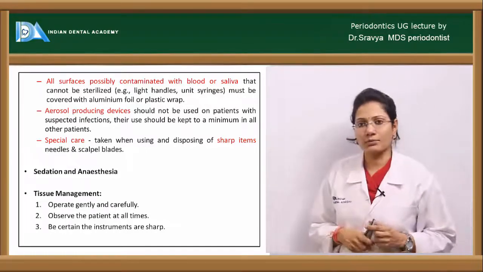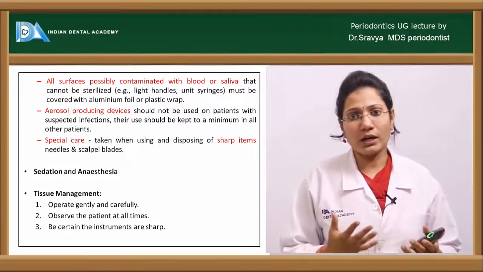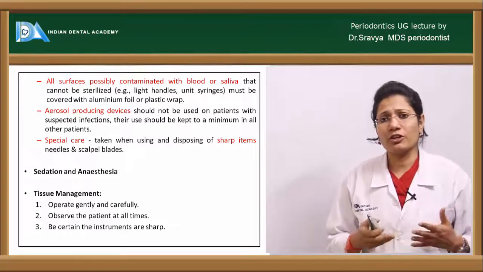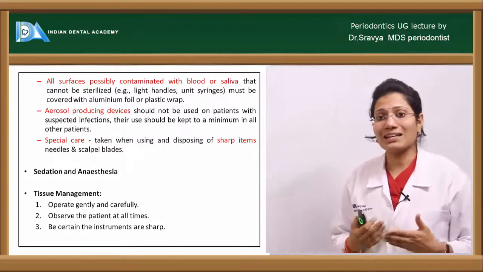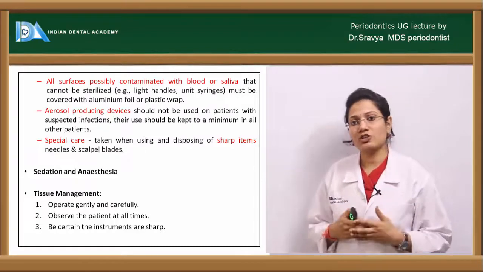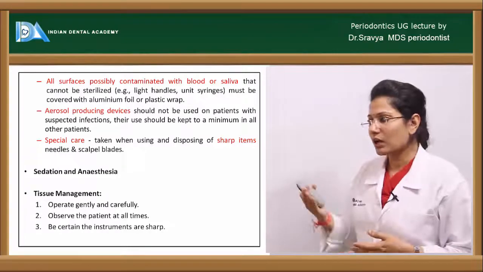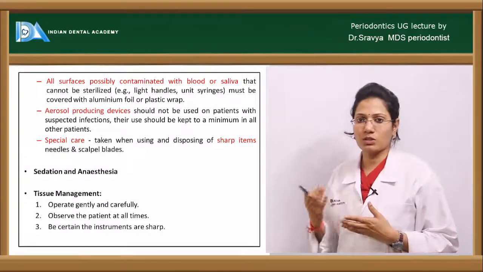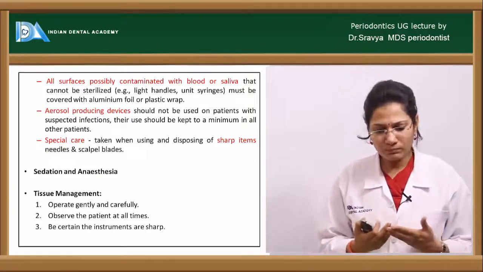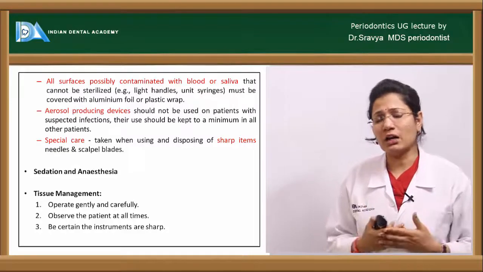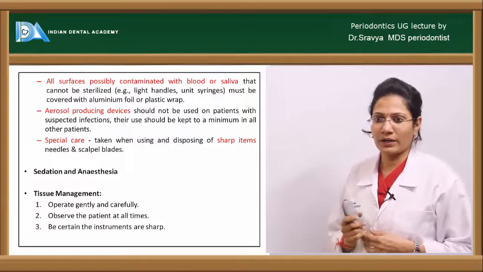The next protocol is sedation and anesthesia. Some patients would be more anxious, suffering from fear and anxiety. To treat these patients, you can give some anti-anxiety drugs so that the anxious state comes down. Some patients can also be treated under conscious sedation, and there are the local anesthetic techniques available. If you want to treat a very uncooperative patient, you can put him on general anesthesia and then go ahead with the surgery.